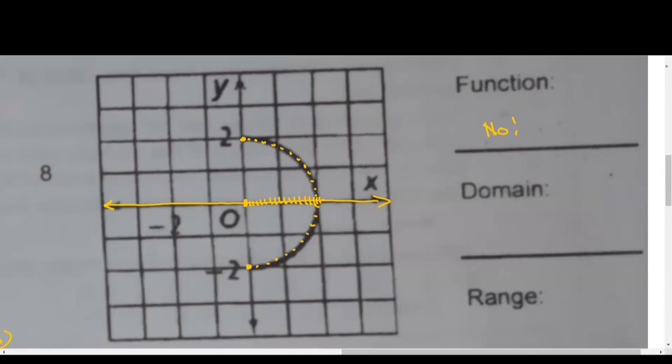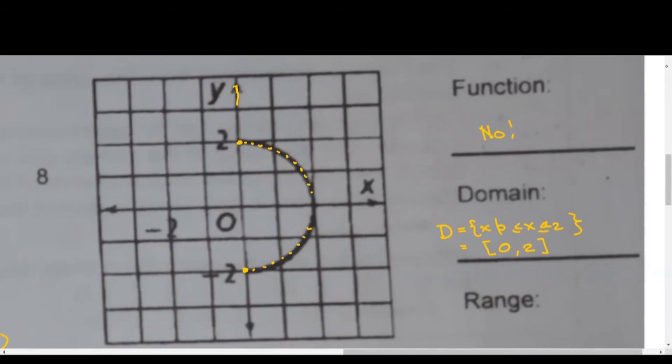So, what is the domain? From 0, ito yung 0. Okay? Ito yung 1. Ito yung 2. So, the domain is a set of values of x such that x is from 0 to 2. Alright? Okay, so let us write the domain: set of all x from 0 to 2. In interval notation, you write like this: 0, 2.